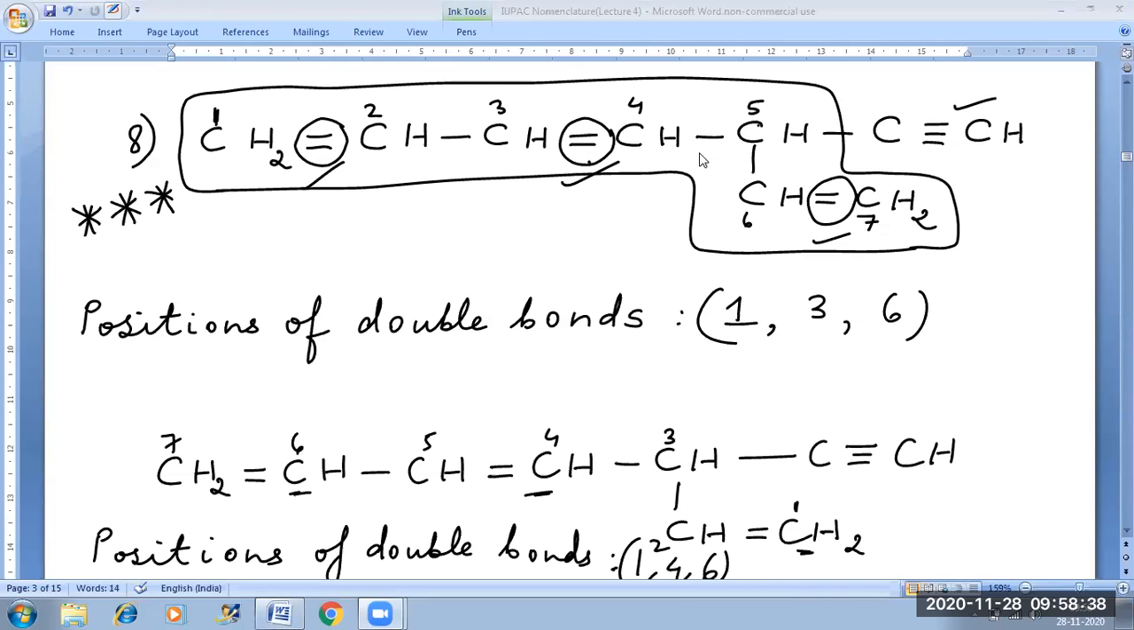Preference is double bond, not triple bond. That is why we have chosen this as the chain. That is why this is outside, right? This entire thing is outside the main chain. Why is it outside the main chain? Because the main chain should contain the maximum number of double bonds. So this is inside the main chain, this is inside the main chain, and this is inside the main chain. The main chain must contain the maximum number of double bonds.